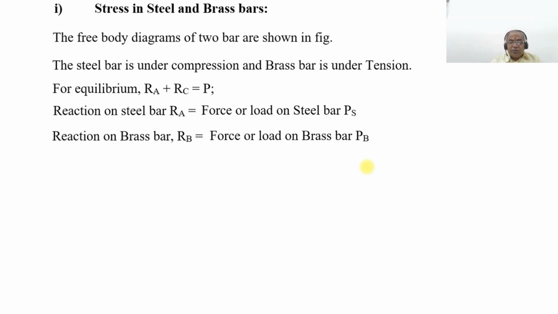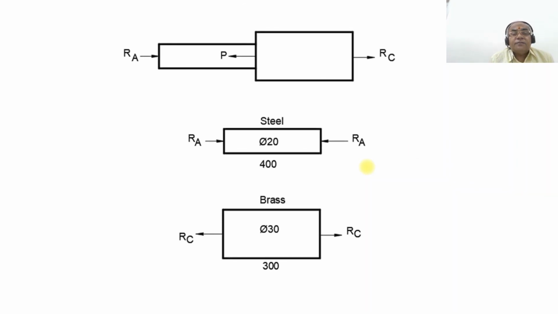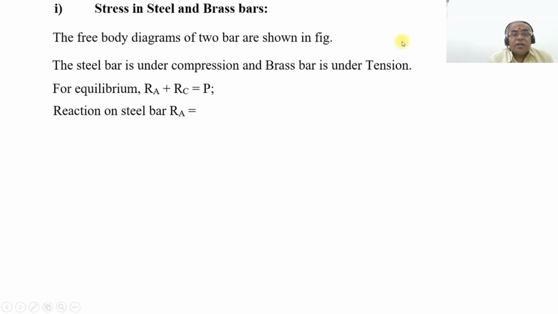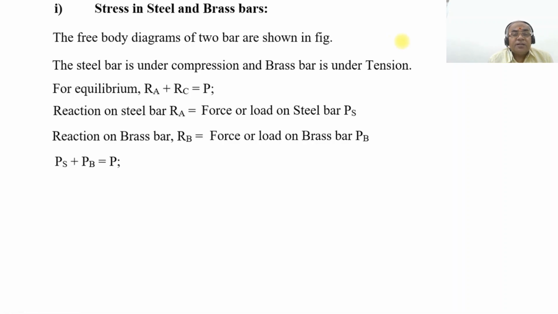See, why are we considering A and C here? Because this is the condition that has been applied with A and C. So that is the reason why we are considering RA plus RC is equal to P. So what is the reaction on the brass bar? The reaction on the brass bar will be equal to the force or load on the brass bar.